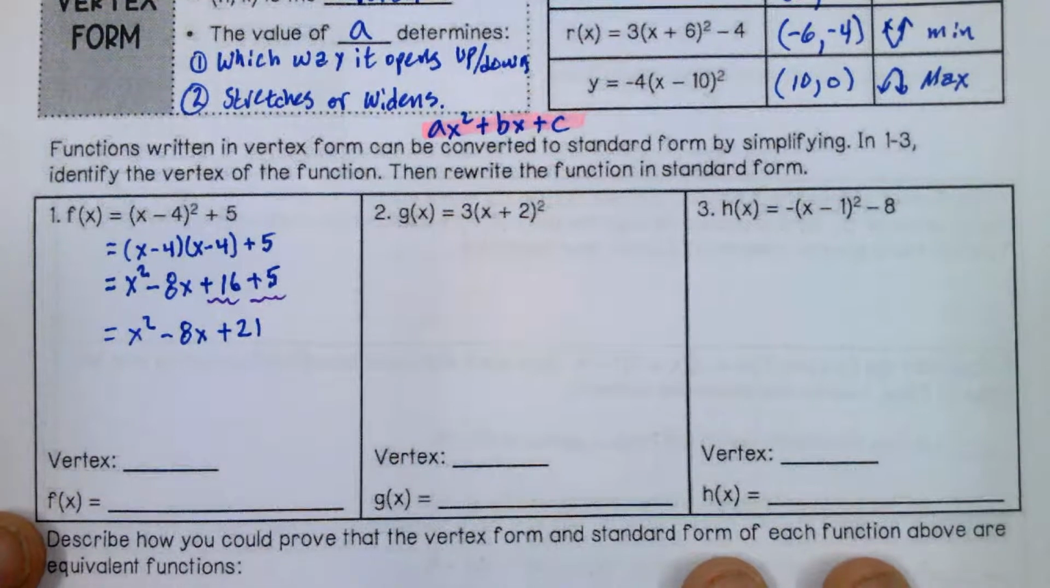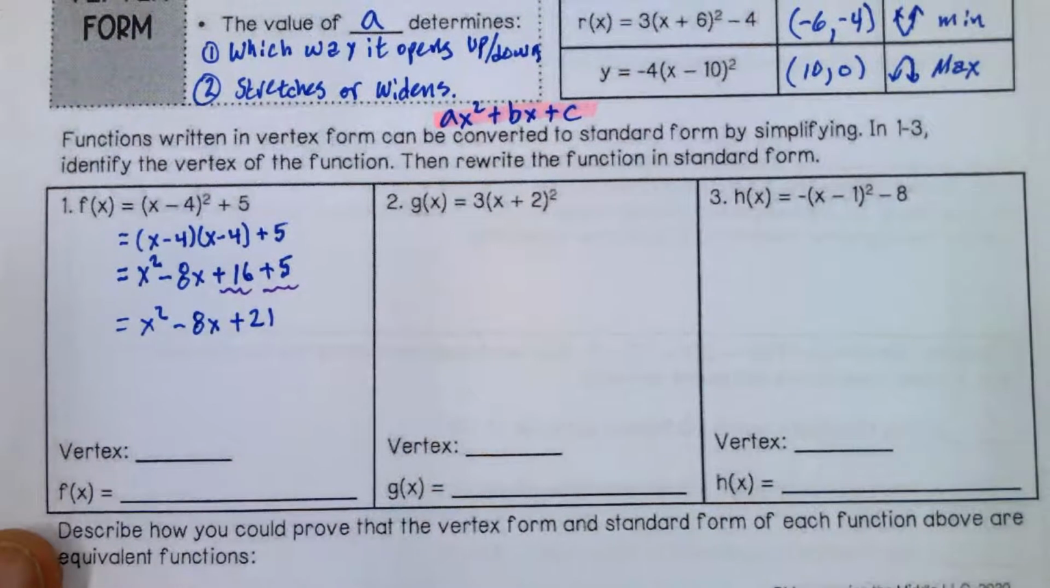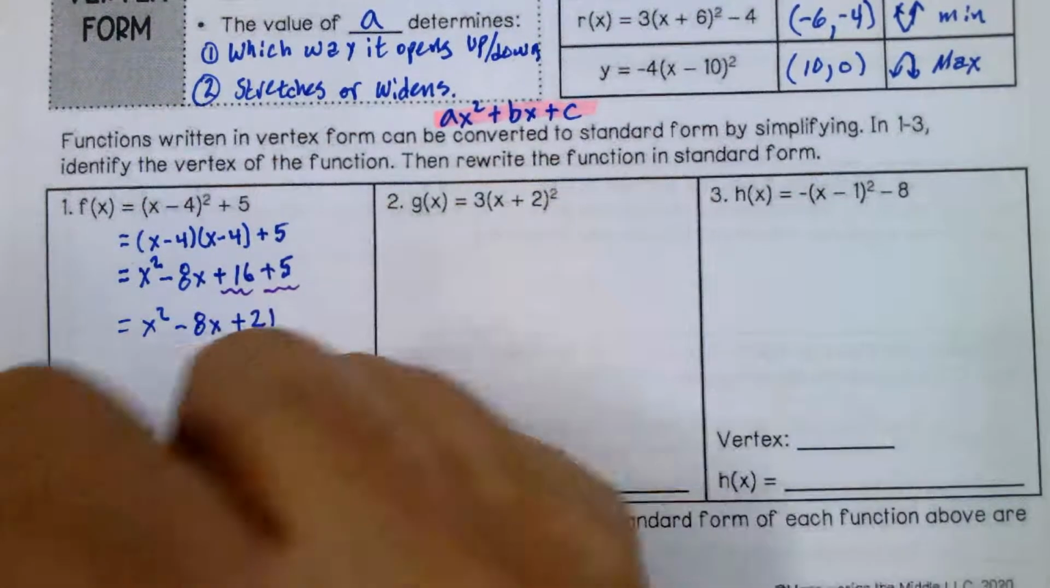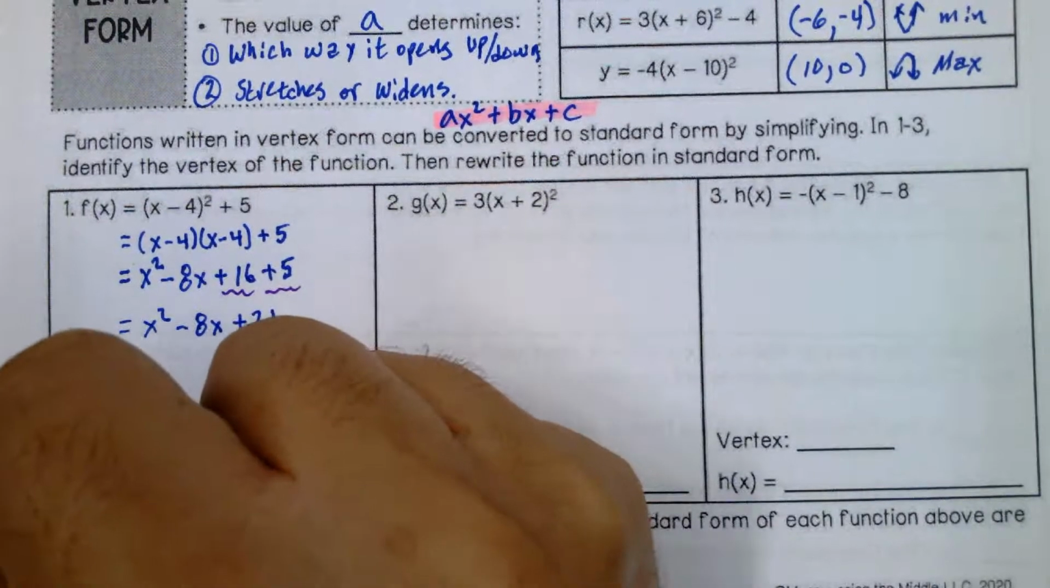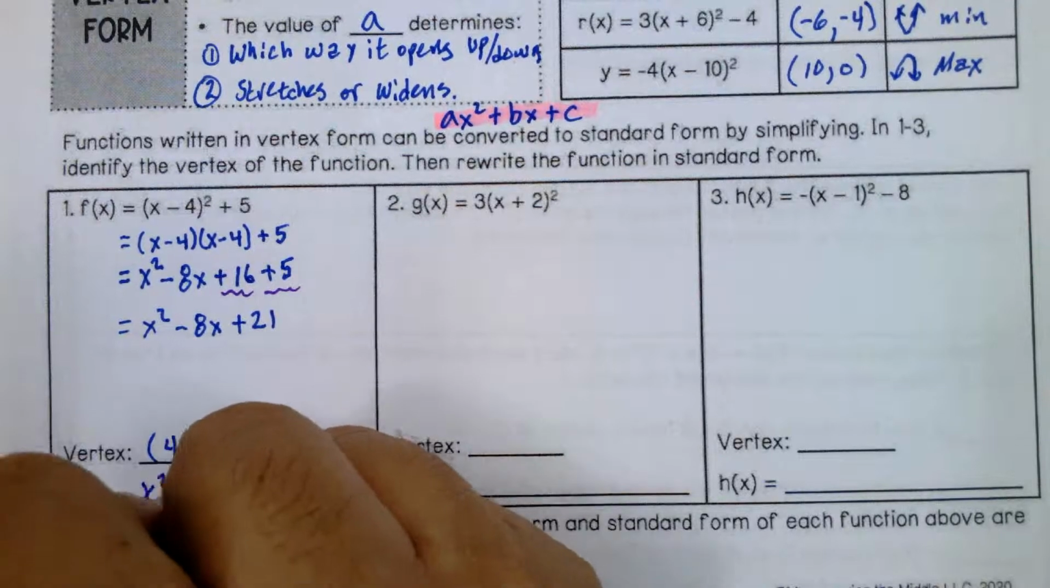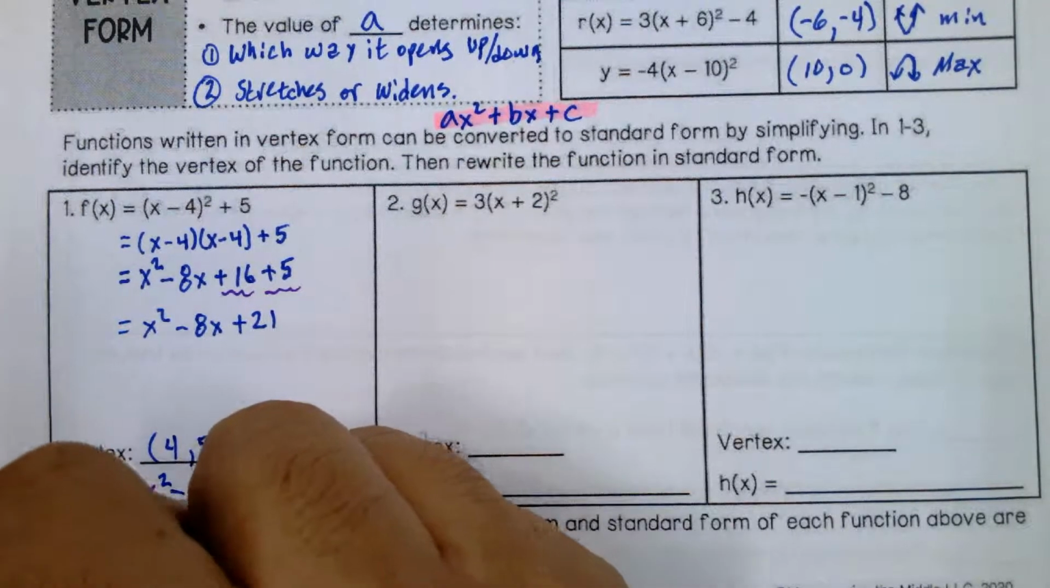All right. What's our vertex though? 4, 5. And when they ask for this in standard form, it's x squared minus 8x plus 21.